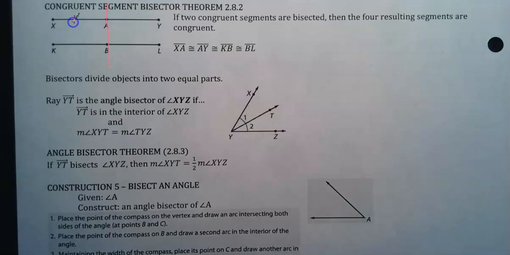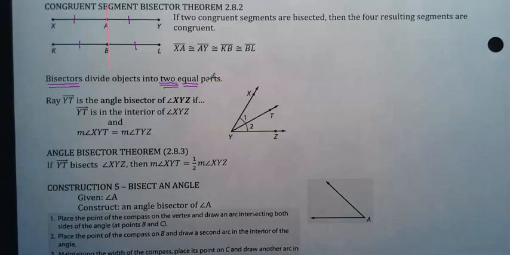So I would have XA is congruent to AY, which is congruent to XB, which is congruent to BL. That's our congruent segment bisector theorem. We went from two larger congruent segments to four smaller ones. Bisectors divide objects into two equal parts. Bisectors are always dividing into two equal parts.